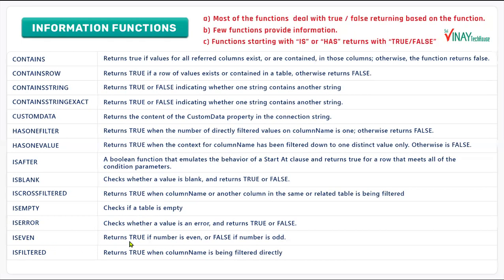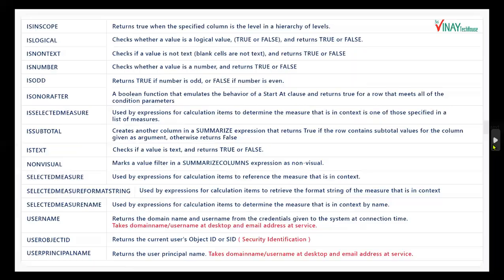Is even returns true if it is an even number, otherwise false. Is filtered: if it is a filtered value, returns true, otherwise false. These are the functions in the first screen. Now, is in scope: if it is in the scope, returns true, otherwise false.